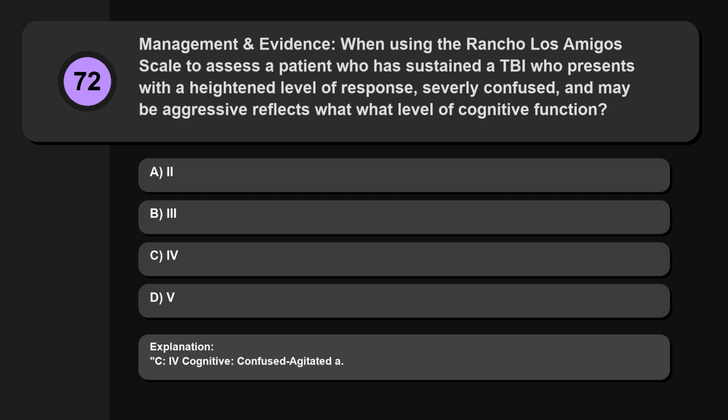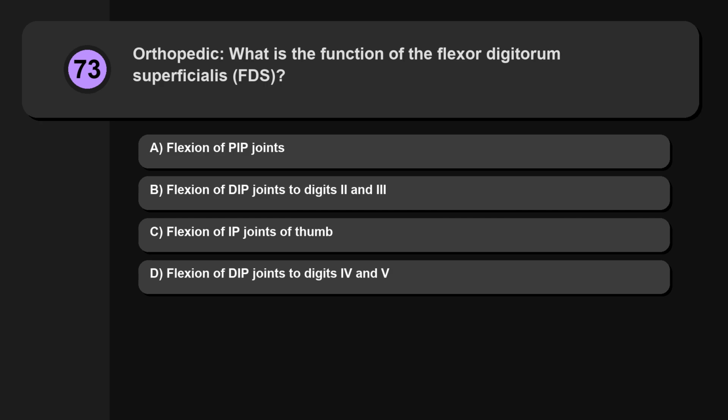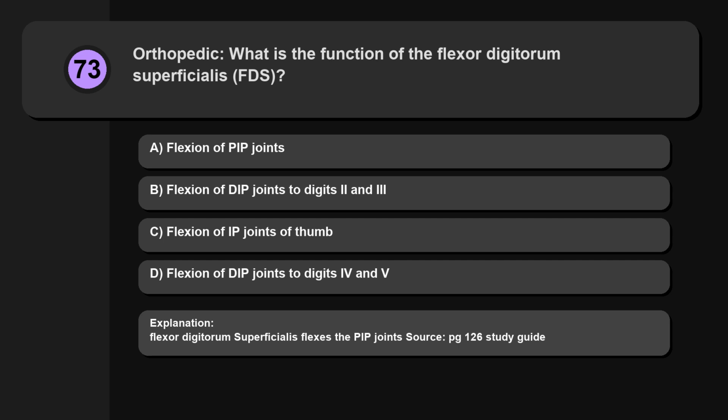Question 73. Orthopedic. What is the function of the flexor digitorum superficialis, FDS? Option A, flexion of PIP joints. Option B, flexion of DIP joints to digits 2 and 3. Option C, flexion of IP joints of thumb. Option D, flexion of DIP joints to digits 4 and 5. The correct answer is option A. Flexor digitorum superficialis flexes the PIP joint. Source, page 126 study guide.